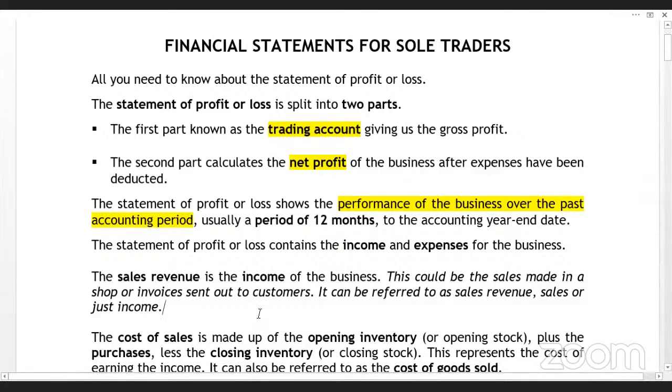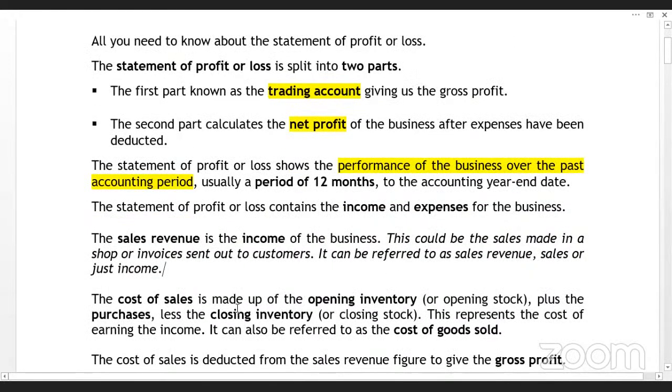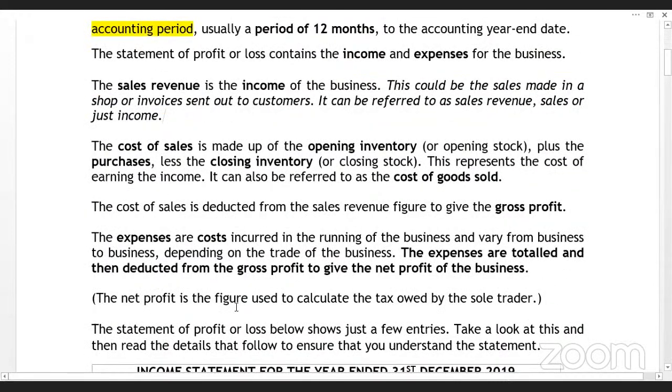But now ask yourself, yes, I've sold the goods, but what is the cost of these goods I've sold?